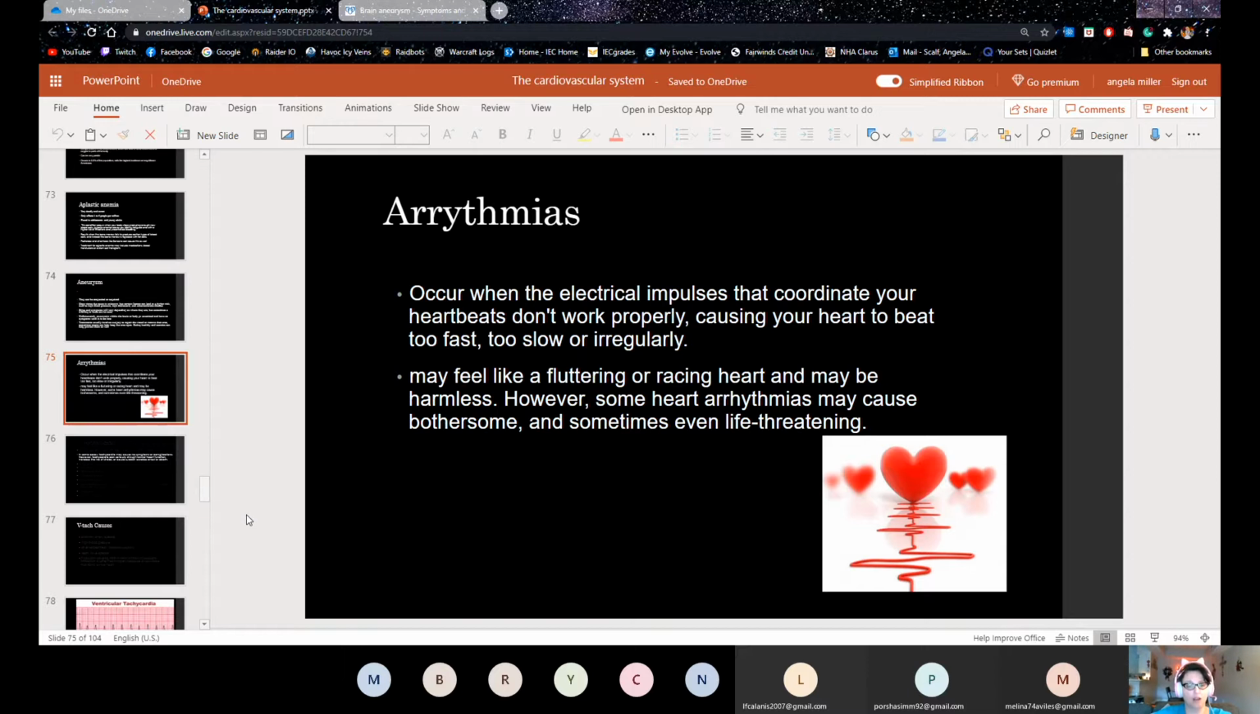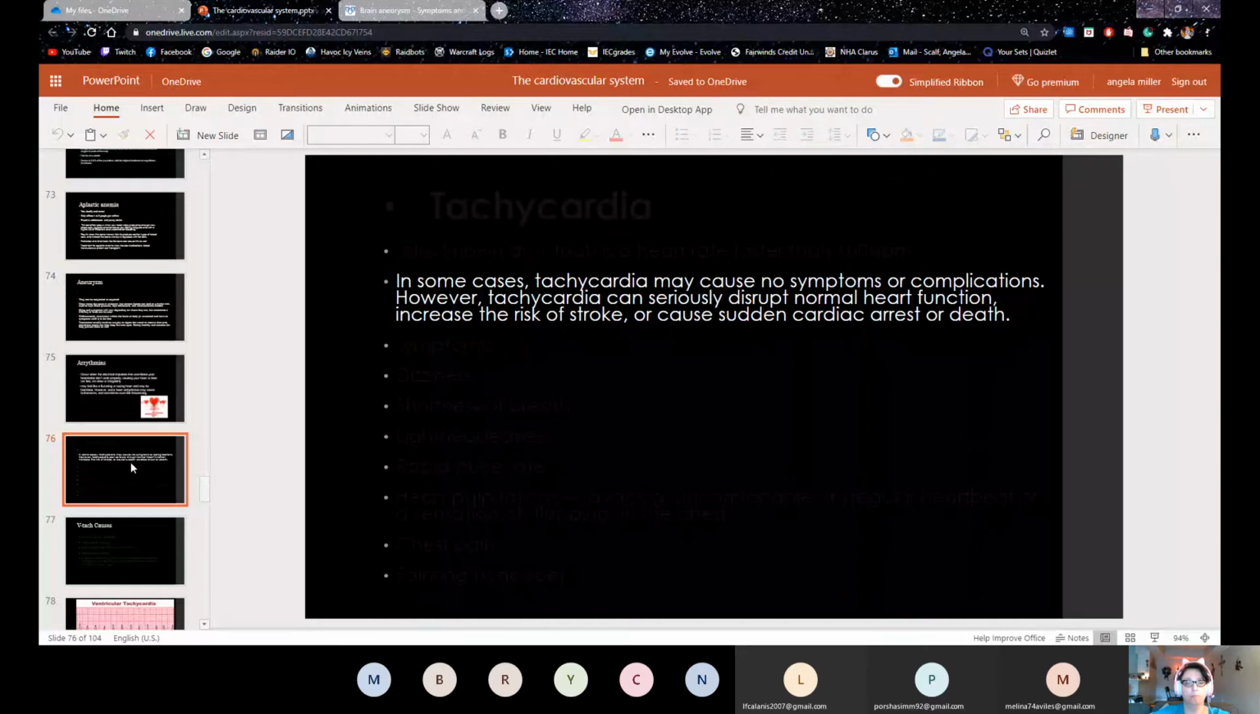So there are some that are life-threatening and bothersome, and we're going to try to list and talk about the common ones, the ones that you'll see on your EKGs of your patients, all right?